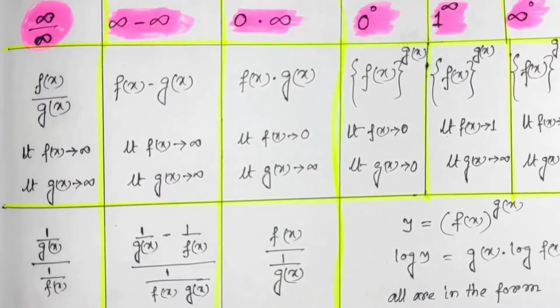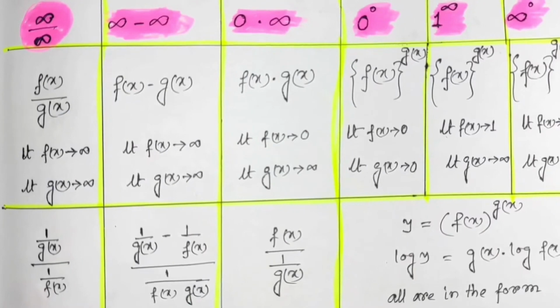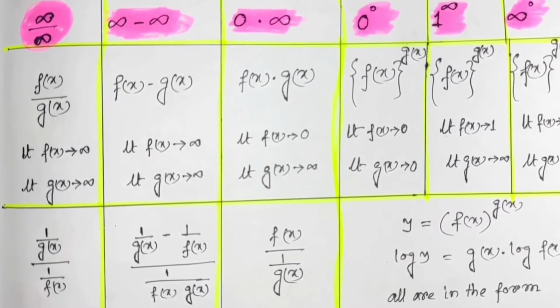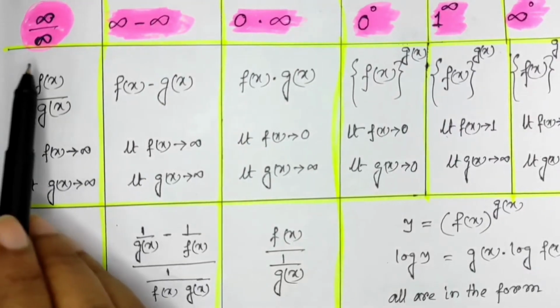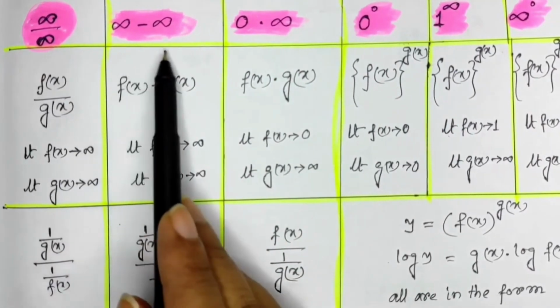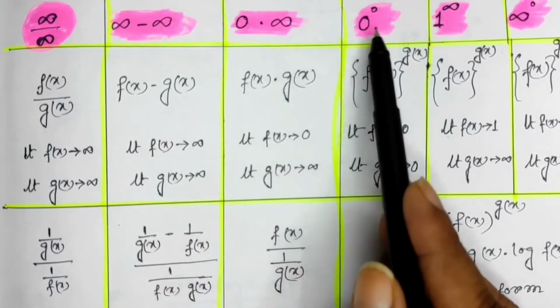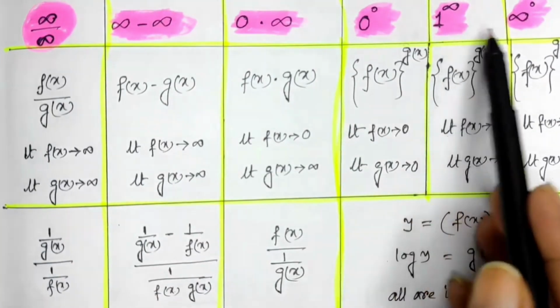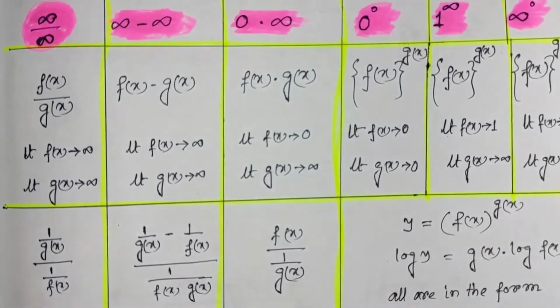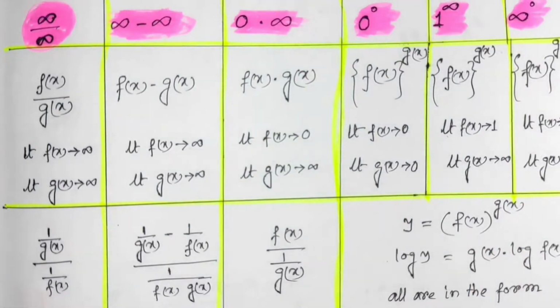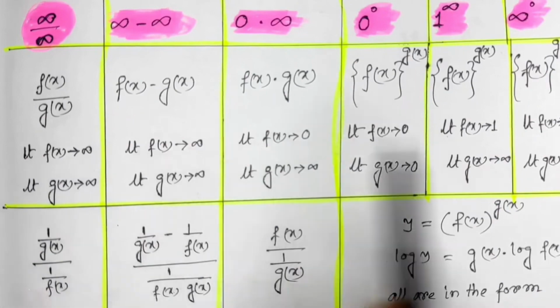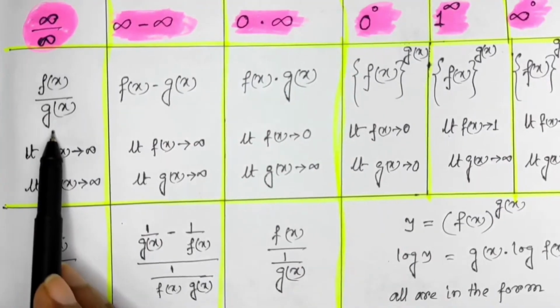So now let me just give a brief summary. Indeterminate forms means either the given function is in the 0 by 0 format, otherwise it is infinity by infinity format, or infinity minus infinity format, or 0 into infinity, or 0 to the power 0, or 1 to the power infinity, or infinity to the power 0. Any of these forms are indeterminate forms, and if these are the formats, then these are the functions we can write here.